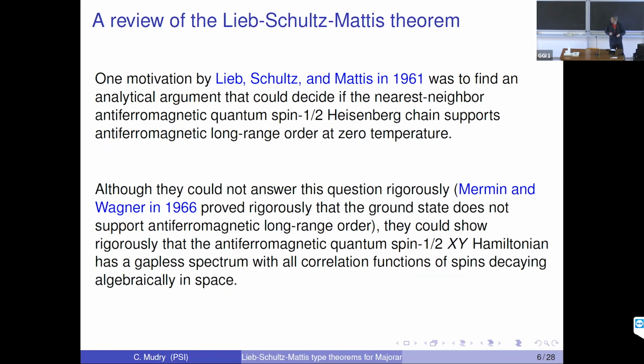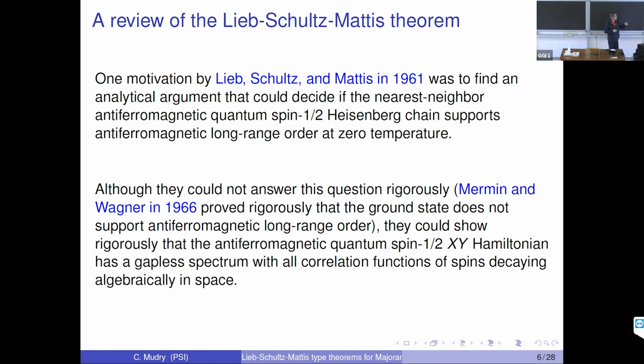So now, to answer your question, Andrea, I would like to review what the Lieb-Schultz-Mattis theorem is. It's a theorem that was written up in a paper by Lieb, Schultz and Mattis in 1961. The question they were after is the search for an analytical argument that could decide if the nearest neighbor antiferromagnetic quantum spin 1/2 Heisenberg chain supports antiferromagnetic long-range order at zero temperature. In 1961, people didn't know if you have long-range order or not.